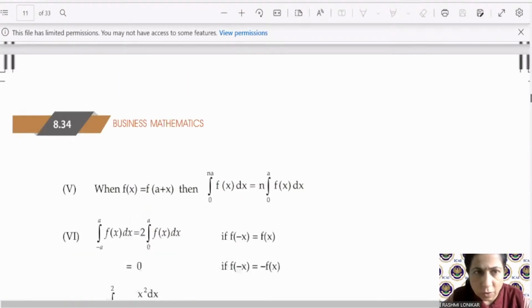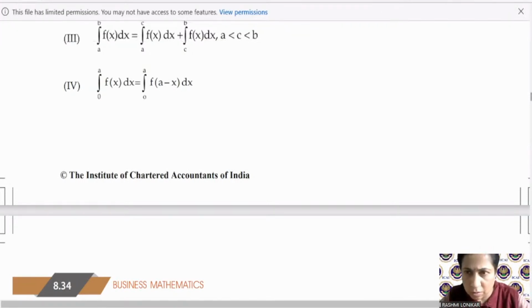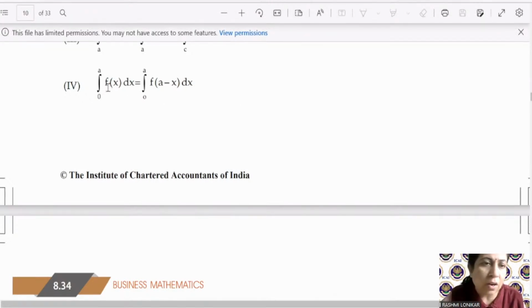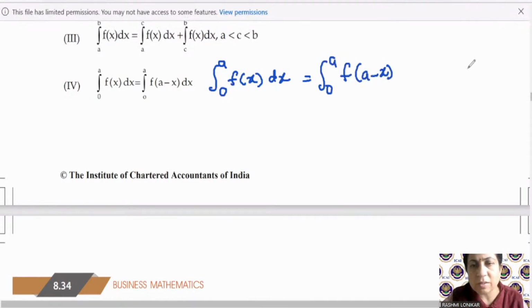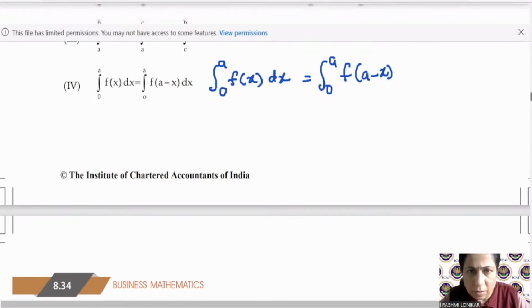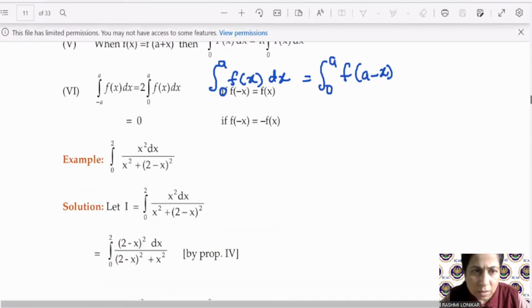Here is a property which we already know, but this is an important property: the integral of 0 to a of f(x) dx is equal to the integral of 0 to a of f(a minus x) dx. This is the example I am talking about.